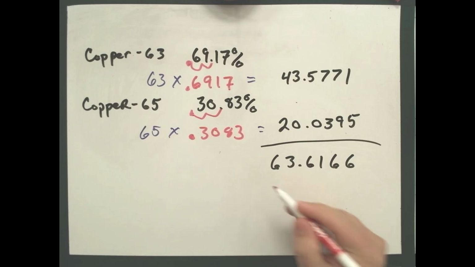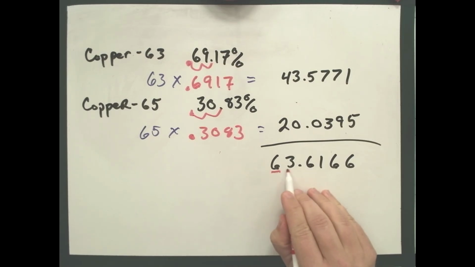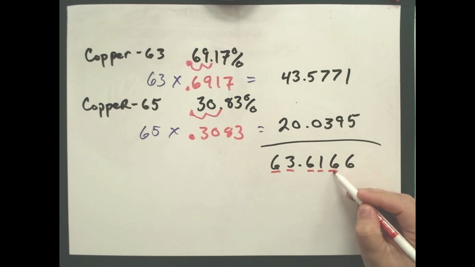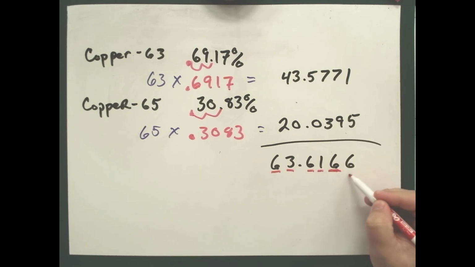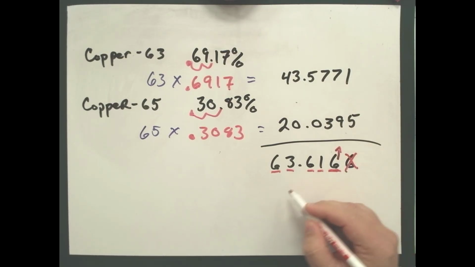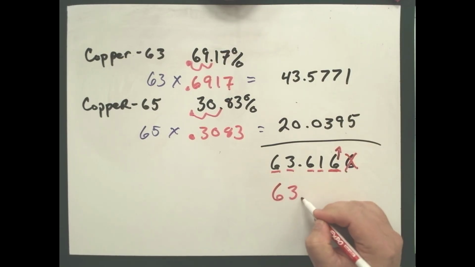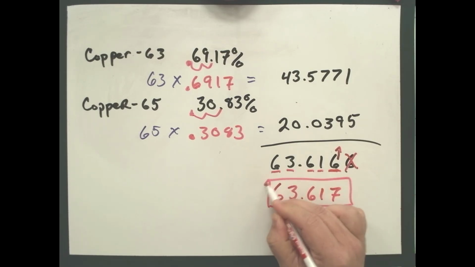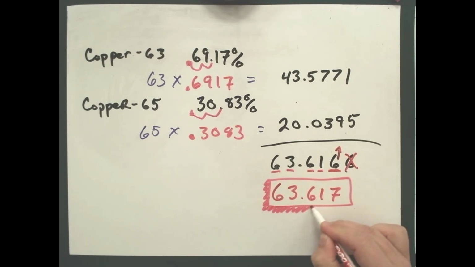So start all the way over here on the left and count 1, 2, 3, 4, 5. So this is my 5th digit, so I'm going to round to right here. So if I'm rounding to here, then I need to look at the number next to it. The number next to it is bigger than 5, so it disappears, and this gets bumped up to a 7. So my answer is 63.617. All right? You need to make sure that you round correctly.